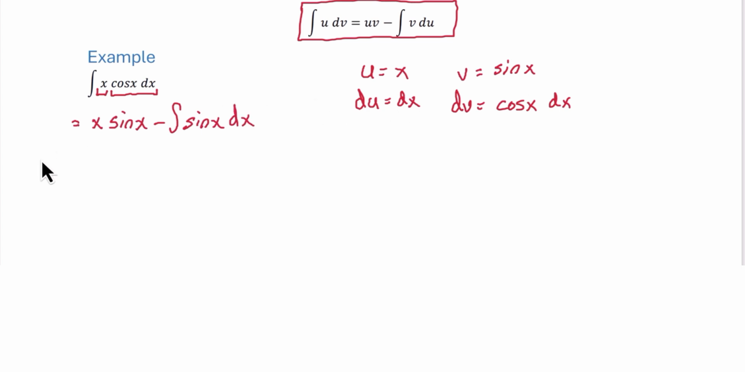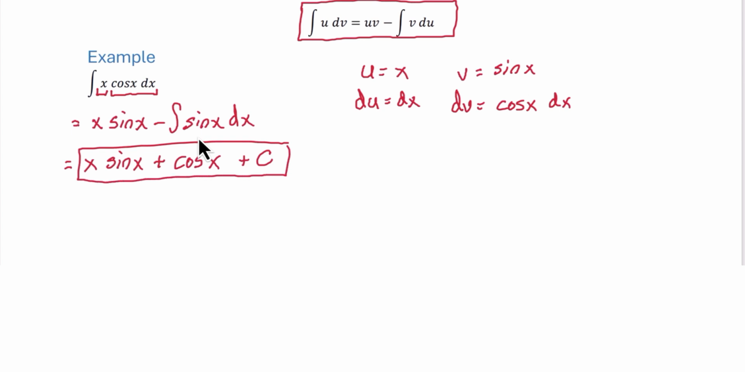From here, we can integrate. We'll bring down the x sine x and the minus sign. The integral of sine x is negative cosine x, so we'll make that plus cosine x. And now we just need to add on the plus c, and we've got our answer.